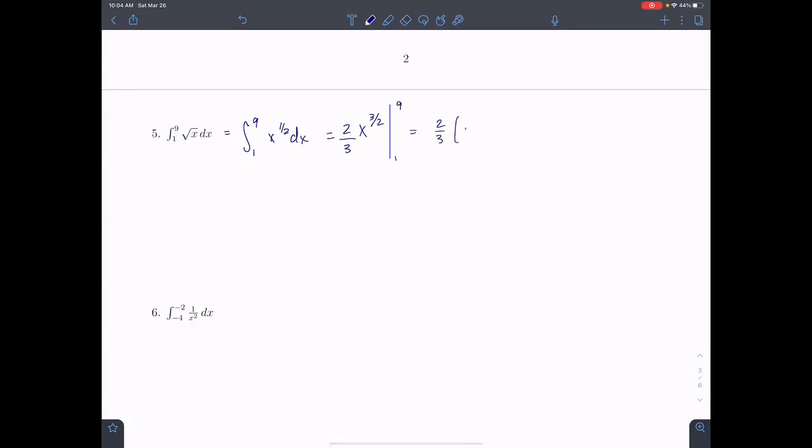So we have 2/3 times 9 to the 3/2. That's the top part minus the bottom, which would be 2/3 times 1 to the 3/2. The square root of 9 is 3. Cubed is 27. So 2/3 times 27 minus 2/3 times 1. That's 26 times 2/3, which is 52/3.